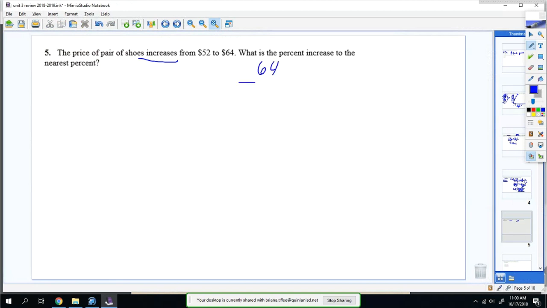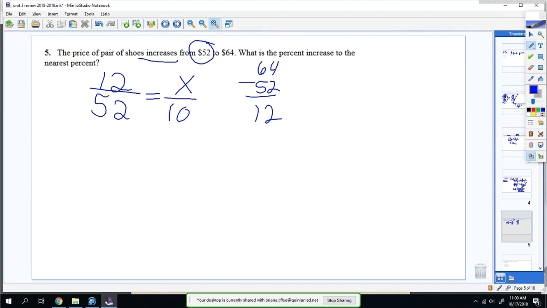So you've got to figure out how much it increased by finding the difference. So you do 64 minus 52, which is 12. Since that's the difference, it goes on top of the original amount. The original amount is how much you started with. I started with $52, so 52 goes on the bottom, and you set it equal to x over 100. So now you just cross multiply. You do 52 times x, which is just 52x, and then 12 times 100, which is 1200.